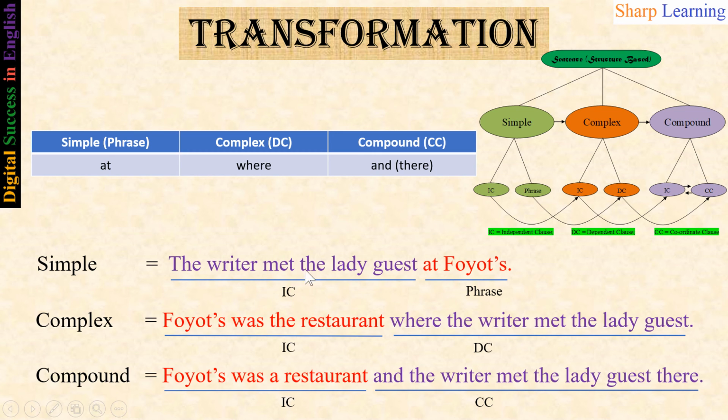Okay, what are the basic changes here? Yes, in simple sentence, if you see there is a phrase using this type of preposition at, in, on, for, then in complex sentence you have to use where for making a DC. In compound sentence you have to use and, then there. There is optional. Sometimes it is used or sometimes it may be omitted. Okay, these are the basic changes.